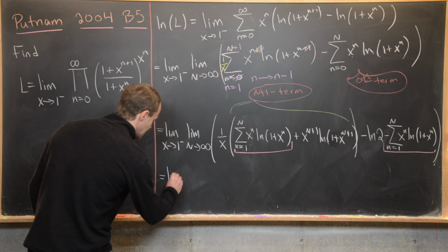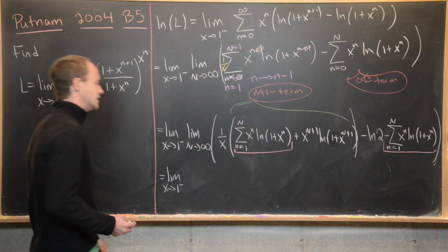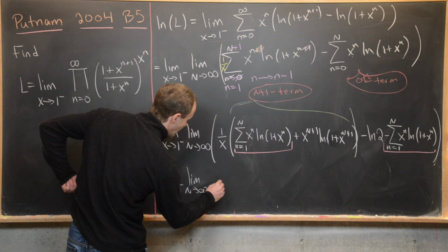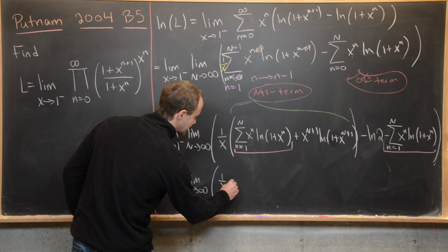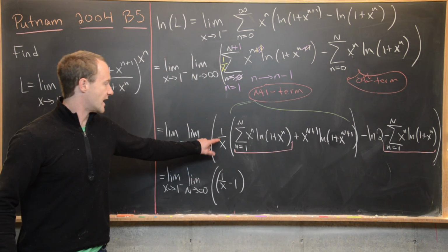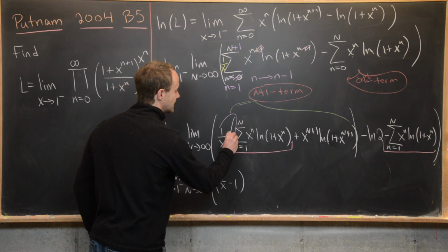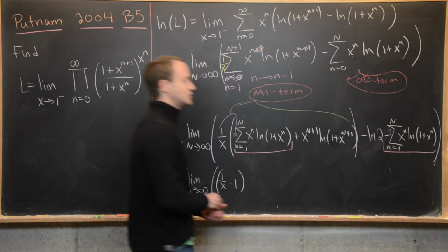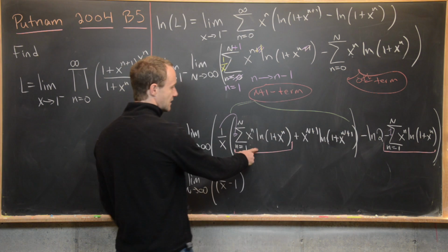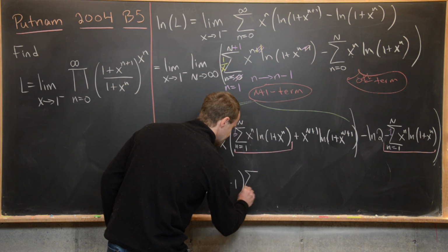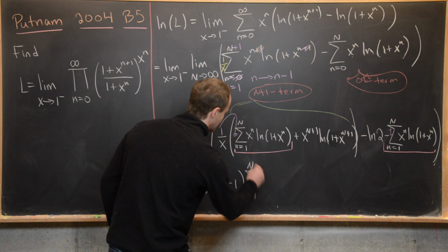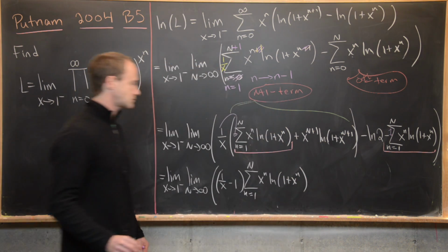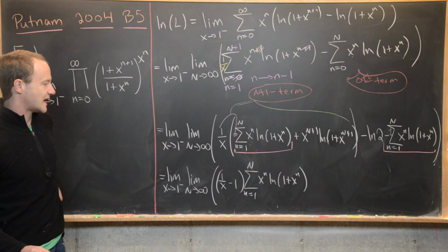Okay, so let's see what we can do here. We can write this as the limit as x goes to 1 from below, and then we have the limit as n trends towards infinity of, so we'll have 1 over x minus 1. So 1 over x from what we get distributing this over to here, and then minus 1 just by thinking about this as being a coefficient of 1, times that sum, which is underlined in pink here. So we have this sum as n goes from 1 up to capital N of x to the n natural log of 1 plus x to the n. Okay, good.